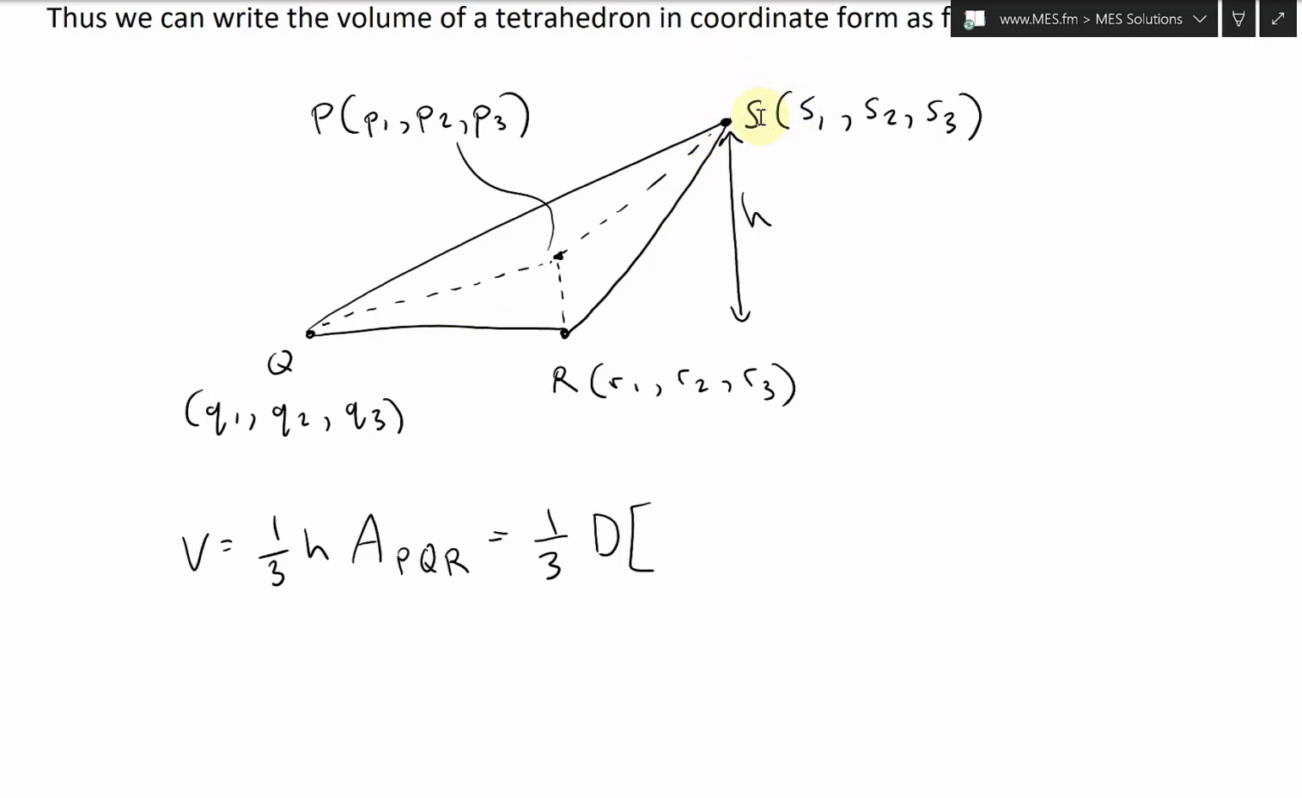So we're going to go from this point right here, S1, S2, S3, and then that distance all the way up to the plane that contains PQR. And then the area of this triangle, we know that already. That's just this vector right here, this PQ and this PR. And I'll just put this P as well there, and the coordinates are P1, P2, P3, etc.